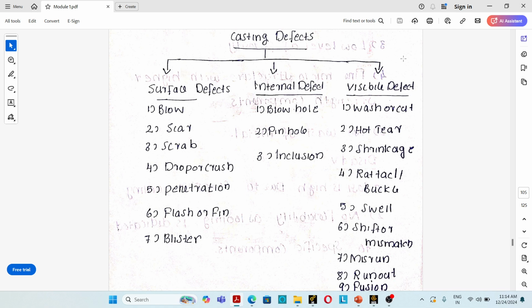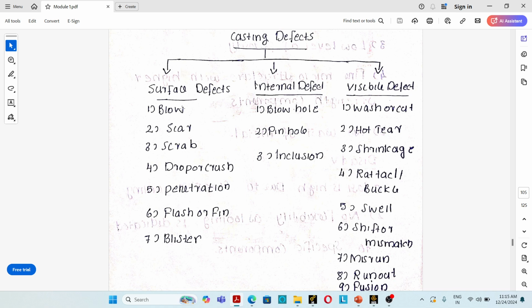The first one is surface defects, the second one is internal defects, and the third one is visible defects. Surface defects are those that commonly occur on the surface of a casting. Internal defects are inside the casting, not on the surface. And visible defects are defects visible to the naked eye. So these are the three classifications of casting defects.